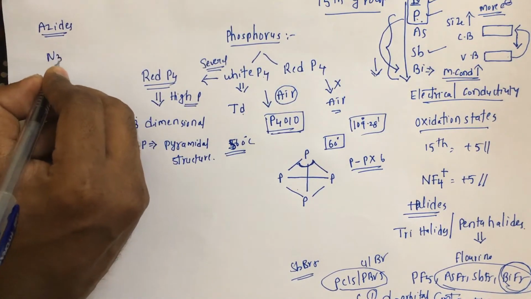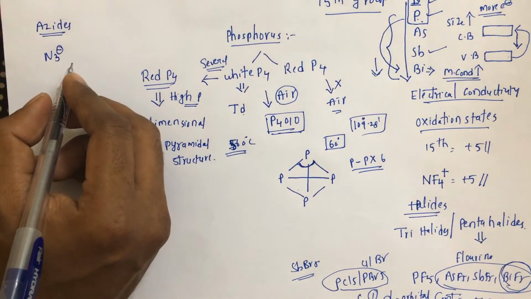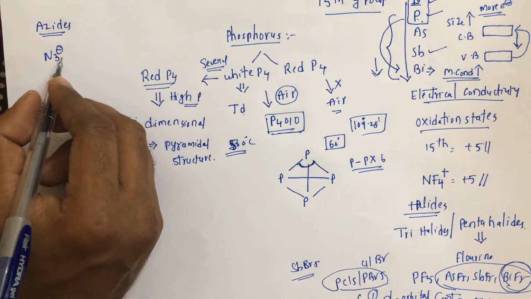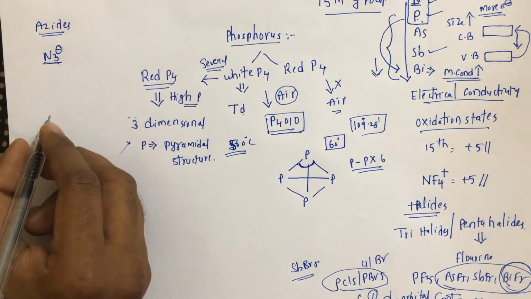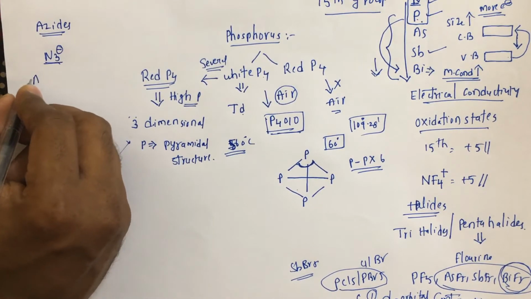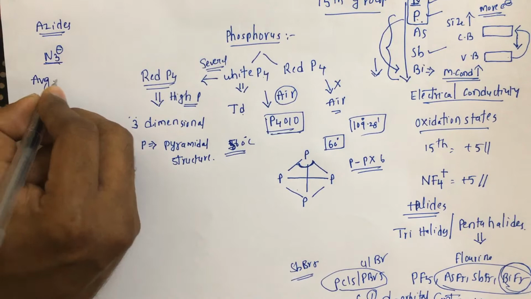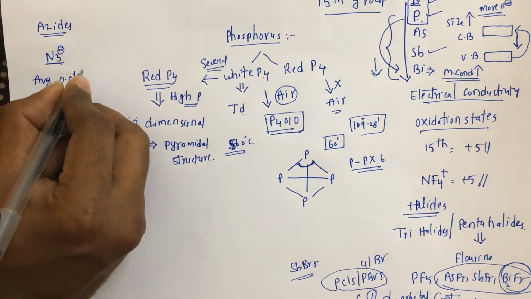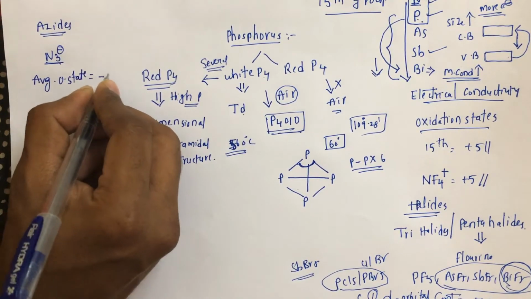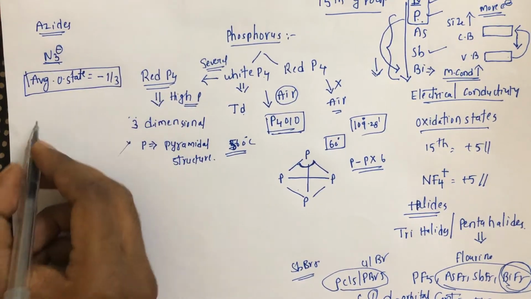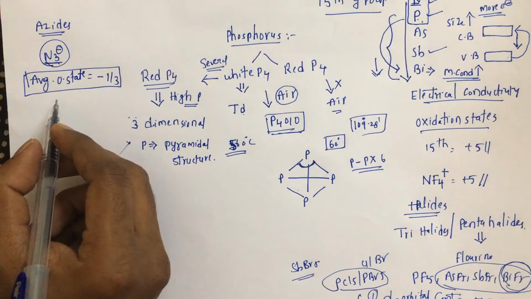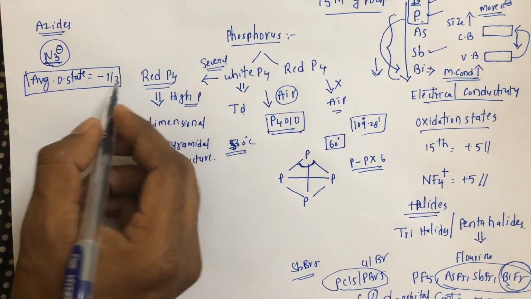So N3 minus. What is the oxidation state here? If they ask the oxidation state, here we have 3 nitrogens, so we have to take the average oxidation state. That average oxidation state will be -1/3. So this is also a very important point: for N3 minus, the average oxidation state is -1/3.